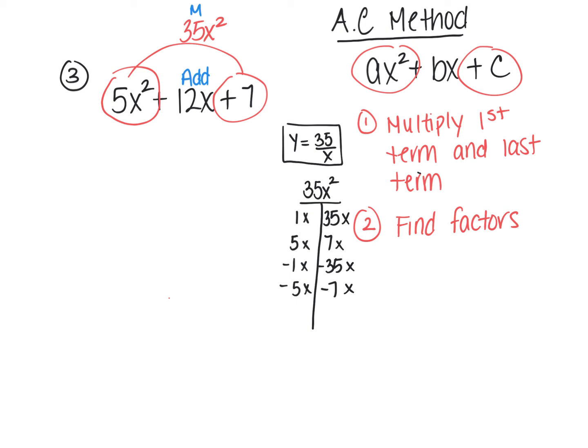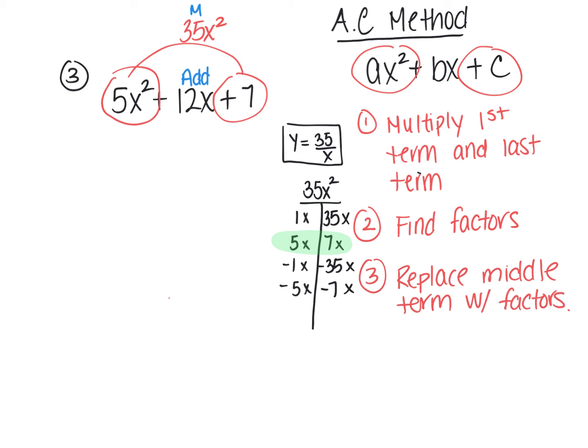So let's look at it. I think this is the pair that I want. So 5x plus 7x is exactly 12x. And 5 times 7 is 35. X times x is x squared. So once we find our factors, we are going to replace the middle term with factors.